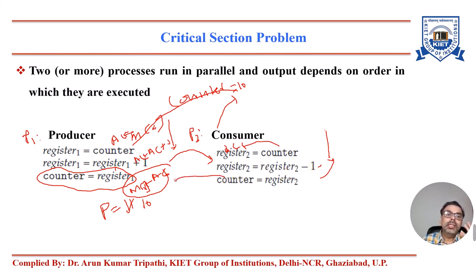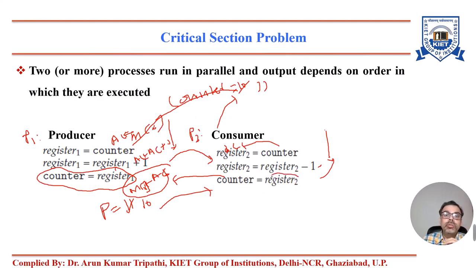Then the processor again switches over. Now whatever value the register or accumulator has will be stored at that particular memory location. So after the increment, it will become 11. Now this process has wound up, and the processor will switch over to the consumer process, that is, the P2 process.